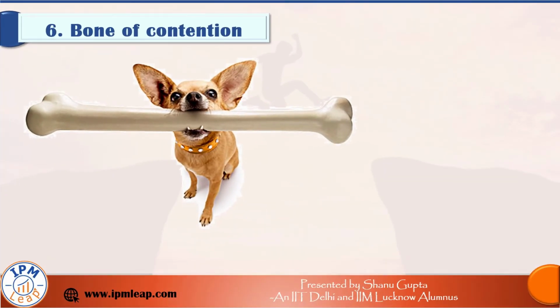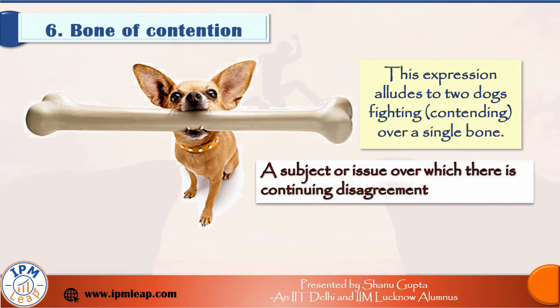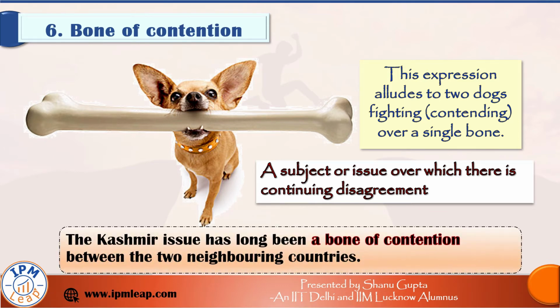Bone of contention. Well, contention means a heated disagreement. This expression alludes to two dogs fighting over a single bone. So the phrase a bone of contention is used to refer to a subject or issue over which there is continuing disagreement. For instance, we have the following sentence. The Kashmir issue has long been a bone of contention between the two neighboring countries.